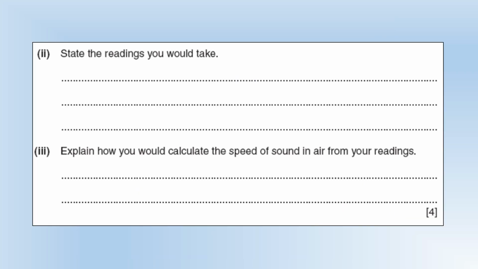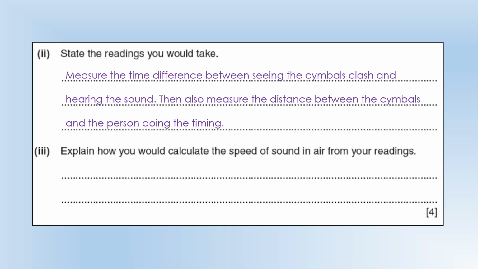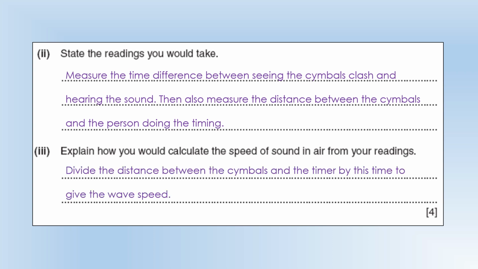So state the readings you take. So you measure the time difference between seeing the cymbals clash and hearing the sound, and measure the distance between the cymbals and the person doing the timing. And using those, you could get speed by doing distance over time. So explain how you'd calculate the speed. Well, you divide distance by the time, and that gives you the wave speed.